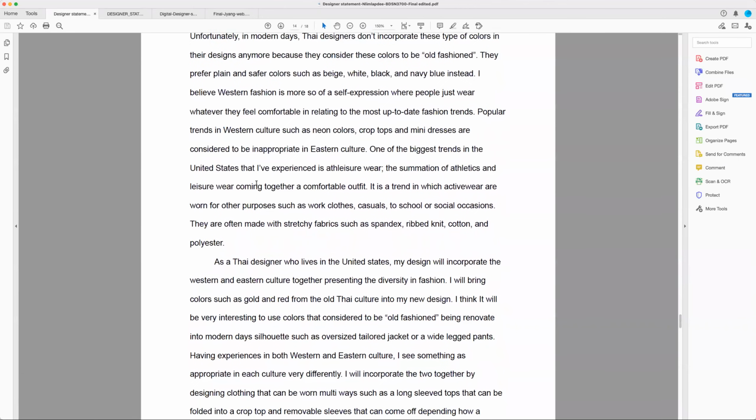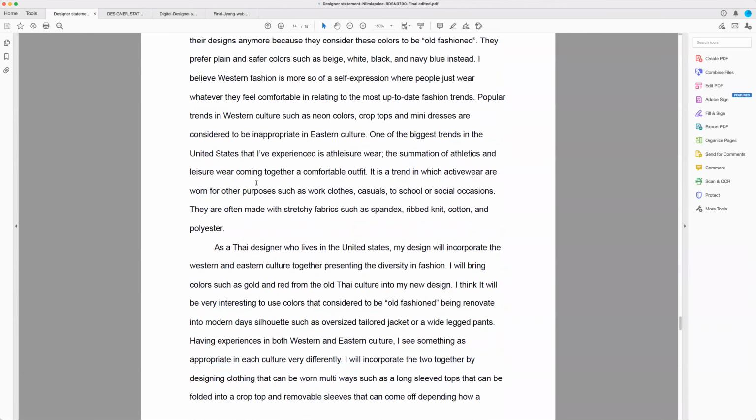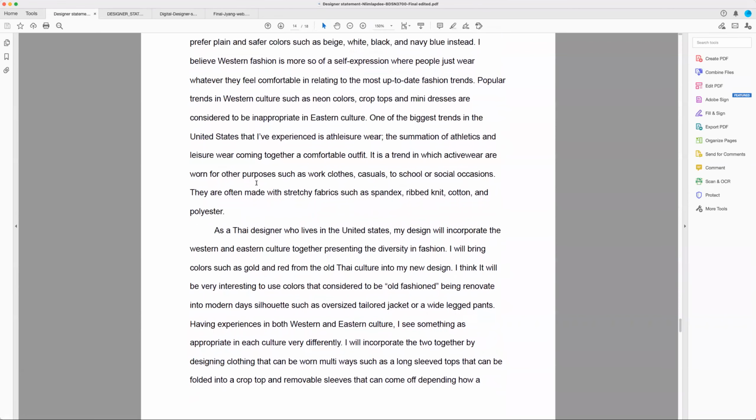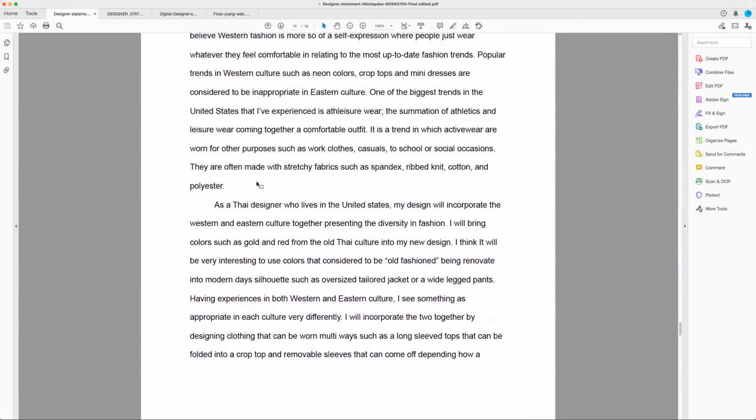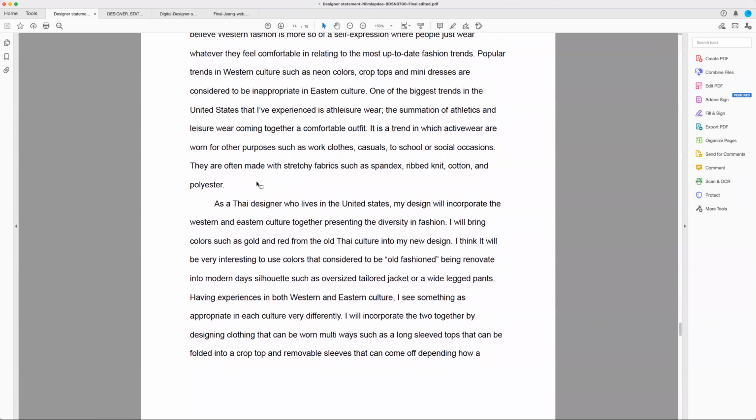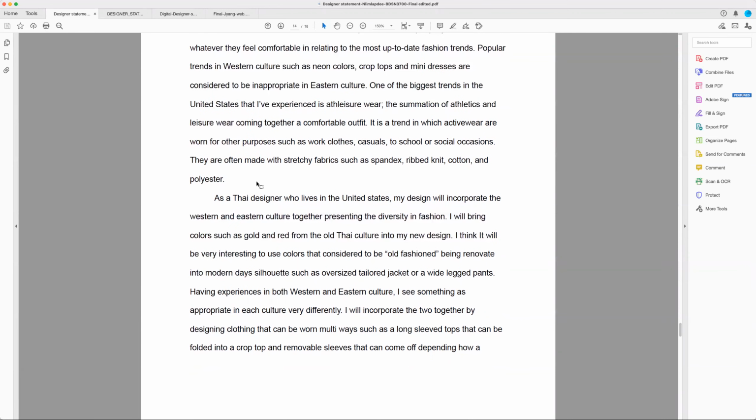Popular trends in Western culture, such as neon colors, crop tops, mini dresses, are considered to be inappropriate in Eastern culture. One of the biggest trends in the United States that I've experienced is athleisure wear, the summation of athletics and leisure wear coming together in a comfortable outfit. It is a trend where athletic active wear is worn for other purposes, as work clothes, casuals to schools, social occasions, and they're often made with stretchy fabrics.